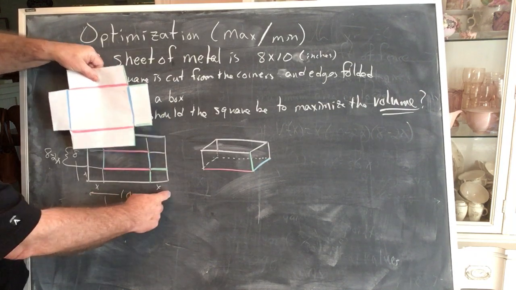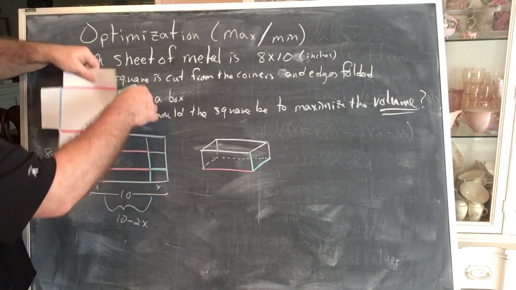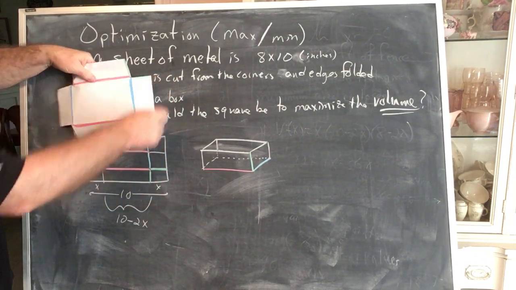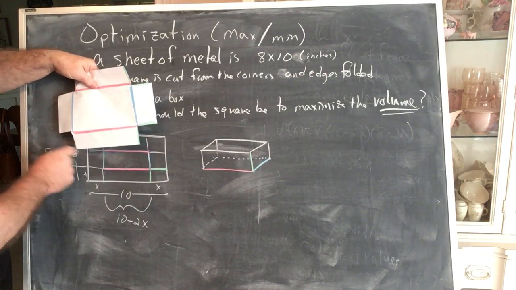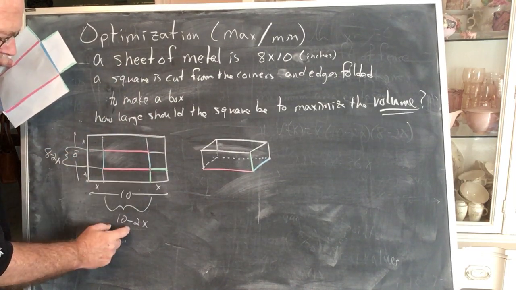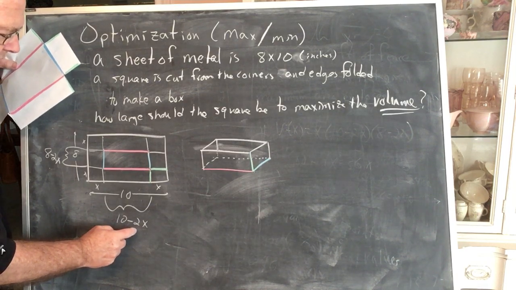And what is that? It's the grand total 10. It's not 10. This much is 10. The grand total is 10. We've taken away one of the x's, taken away one of the x's. So this distance, this red distance, is 10, subtract off the 2x.